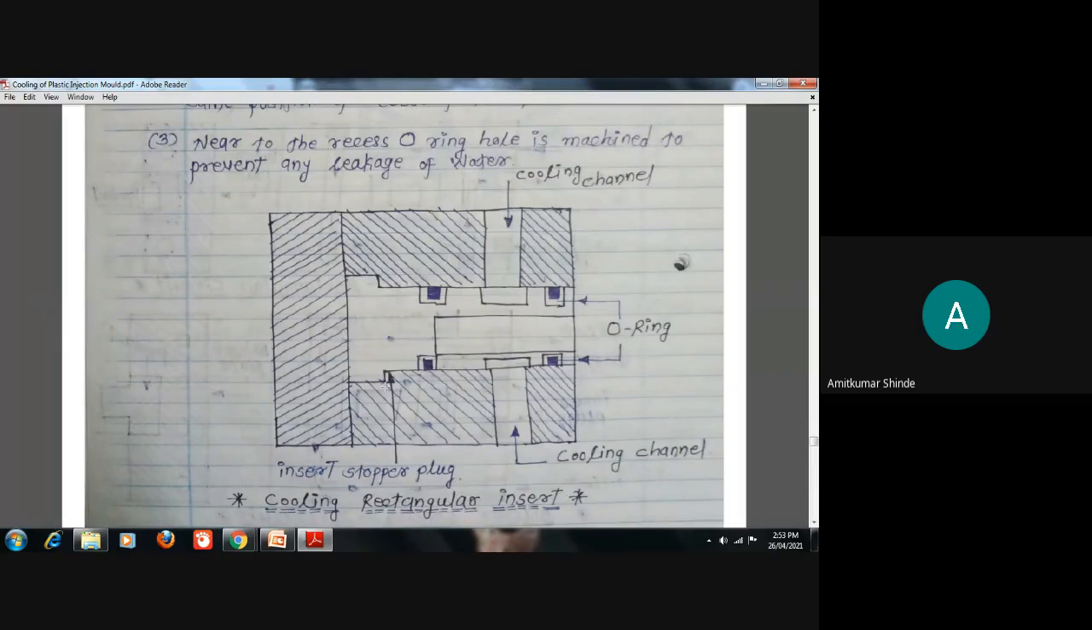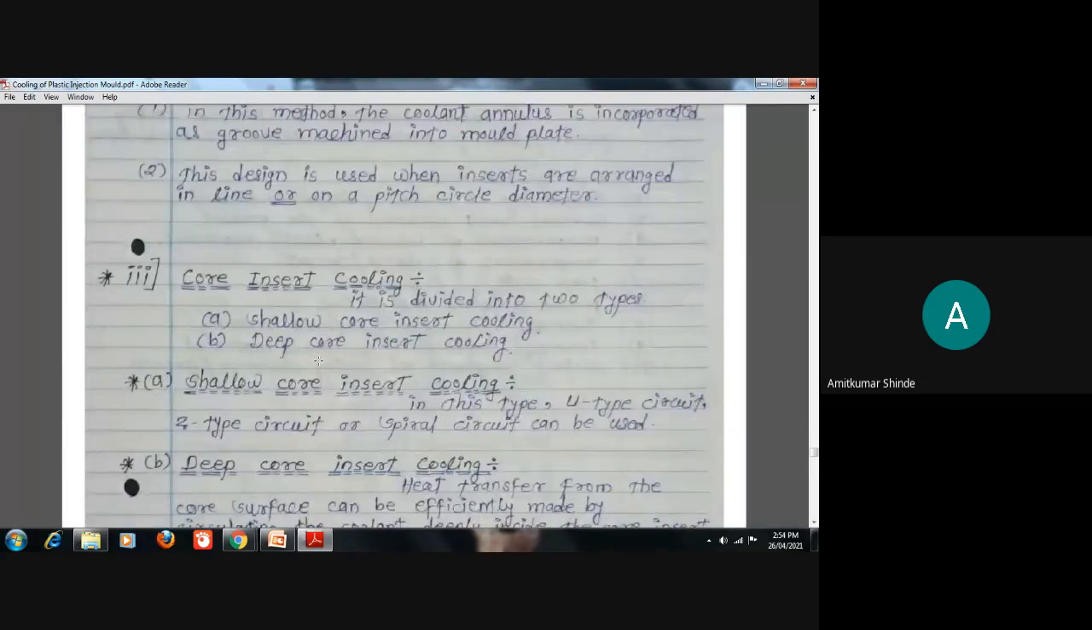So this is the rectangular cavity insert type cooling. And in the interconnecting groove type, one groove is machined, that is the difference, and through that groove the water is circulated.